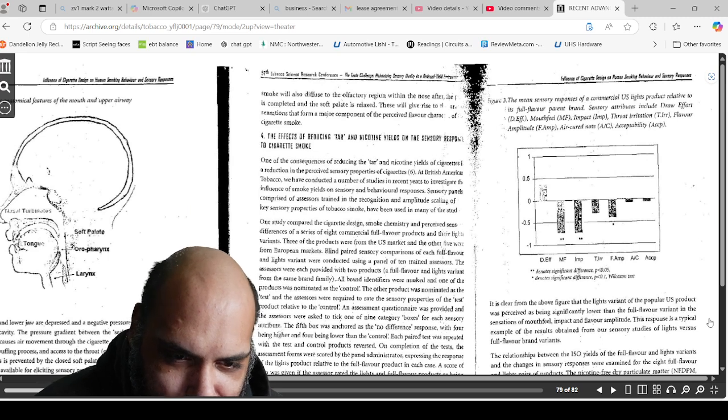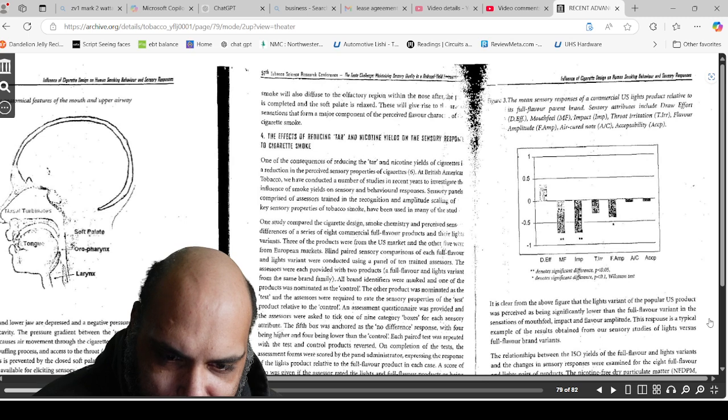Sensory panels comprise of assessors trained in the recognition and amplitude scaling of key sensory properties of tobacco smoke, and have been used in many of the studies. One study compared the cigarette design, smoke chemistry, and sensory differences of a series of 8 commercial full flavor products and their light variations. 3 of the products were from the U.S. market, and the other 5 were from European markets.